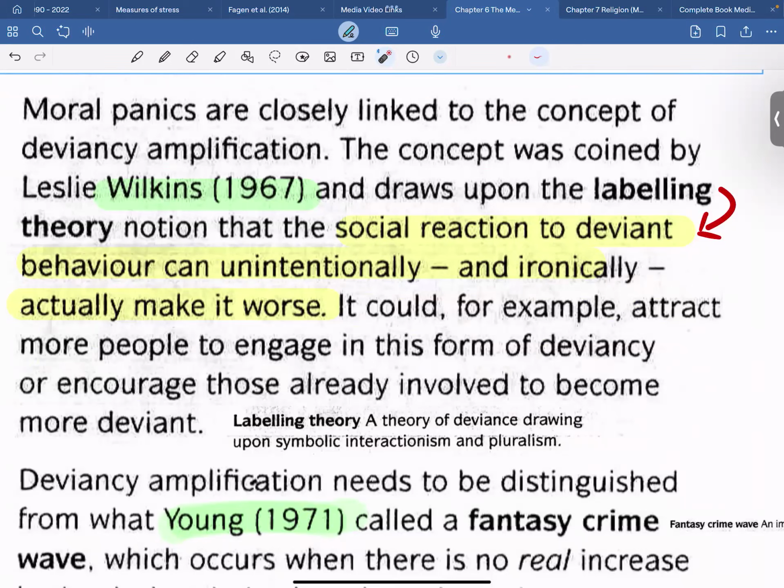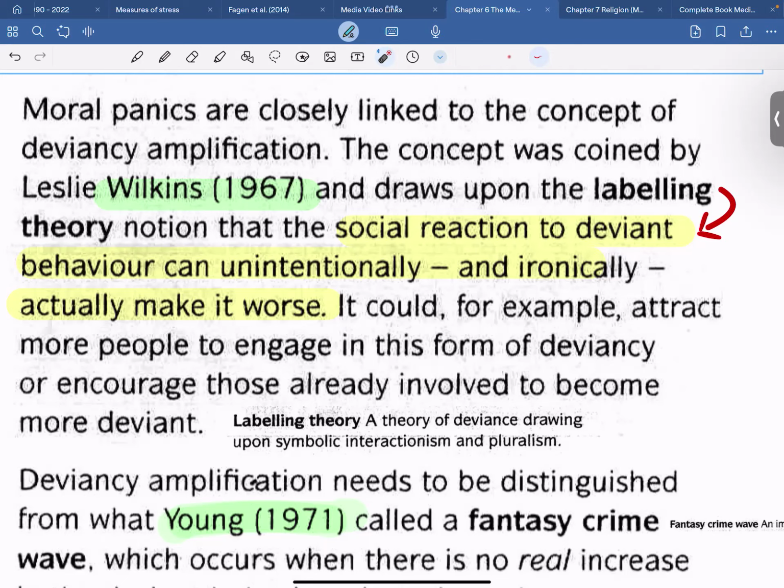The concept was coined by Leslie Wilkins in 1967. This idea of deviancy amplification was coined by Wilkins in 1967 and draws upon the labeling theory notion that the social reaction, understand this part, the social reaction to deviant behavior can unintentionally and ironically make it worse. I repeat, the social reaction to deviant behavior can unintentionally and ironically make it even worse.